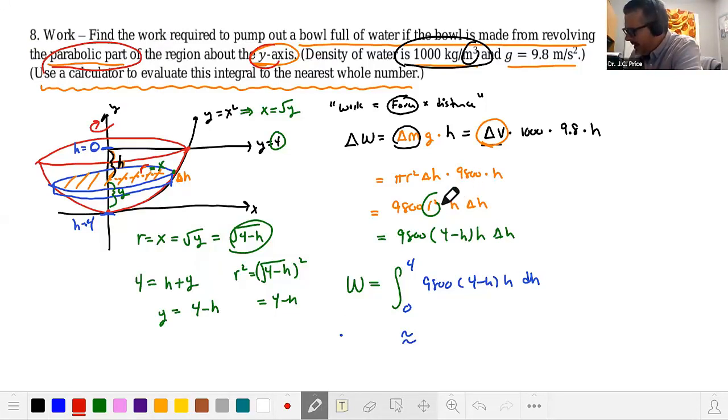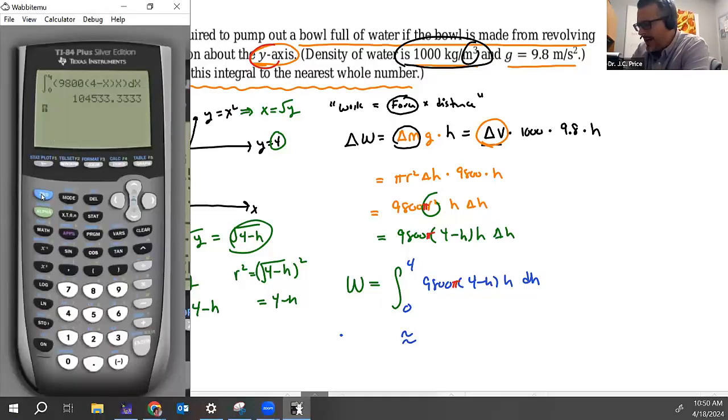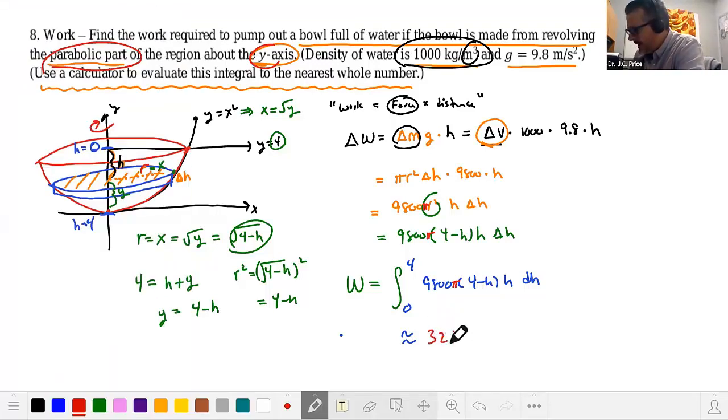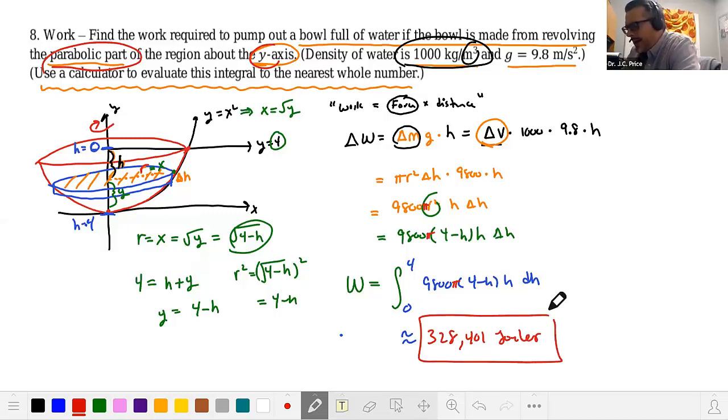So right here, I should have 9,800 and a pi. So there's a pi here, and there's a pi there, which is important because it changes your answer a little bit. So right here, we can go back and just put it in there if you want, even though you just multiply that answer by pi, but same thing. But let's put it in here. So second insert, and then I put a pi right there, hit enter, and now I get the right answer. And so to round to the nearest whole number, this would be 328,401 joules. And that's my answer right there.